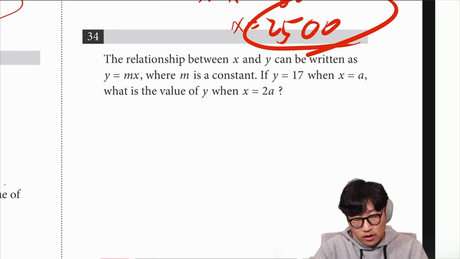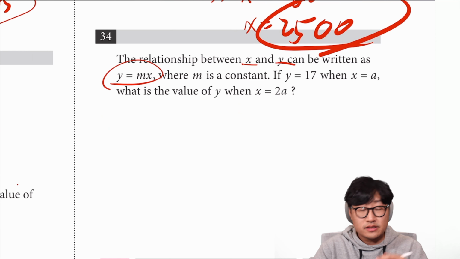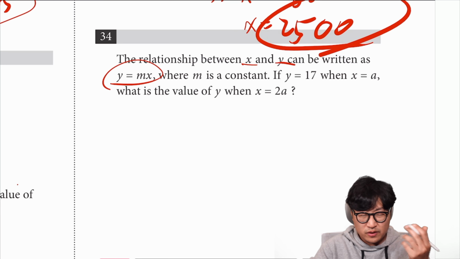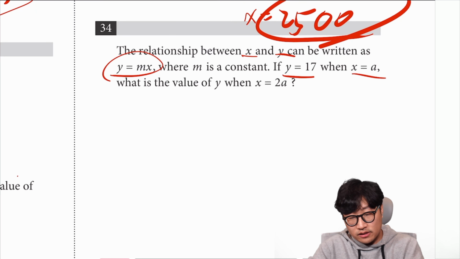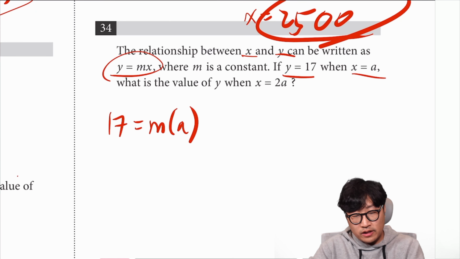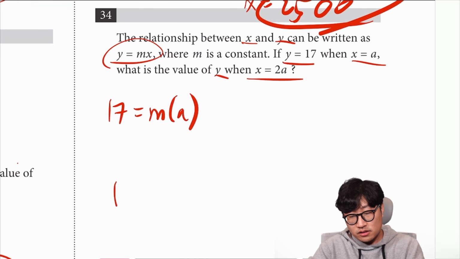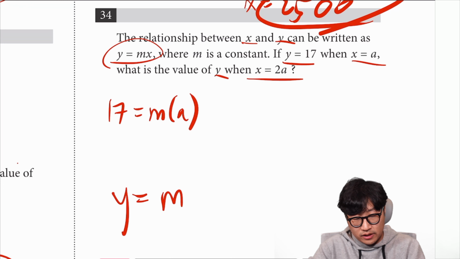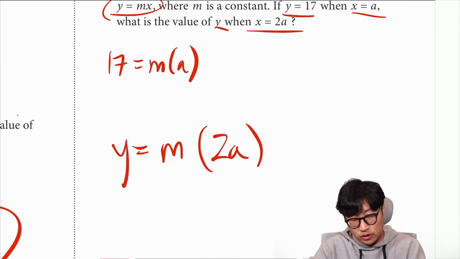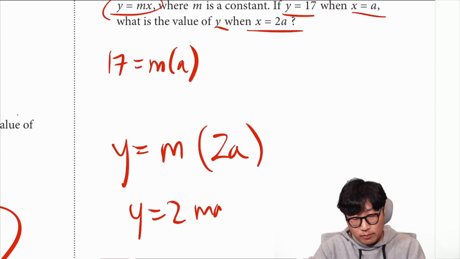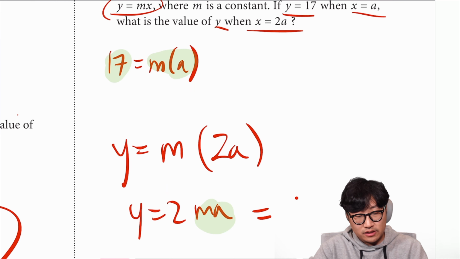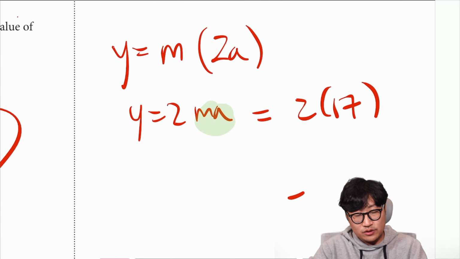Next, 34. The relationship between x and y is basically this linear equation with the y-intercept of 0. Y is 17 when x is equal to a. So let's just plug it in. So 17 is equal to m times a. What is the value of y when x is equal to 2a? So 17, well, no, not 17. Y is equal to m times x, but now x is 2a, so plug in 2a. So y is equal to 2ma, but what do you know? Ma is 17. You already got that. So we can just replace it. 2 times 17, and that gives you 34.